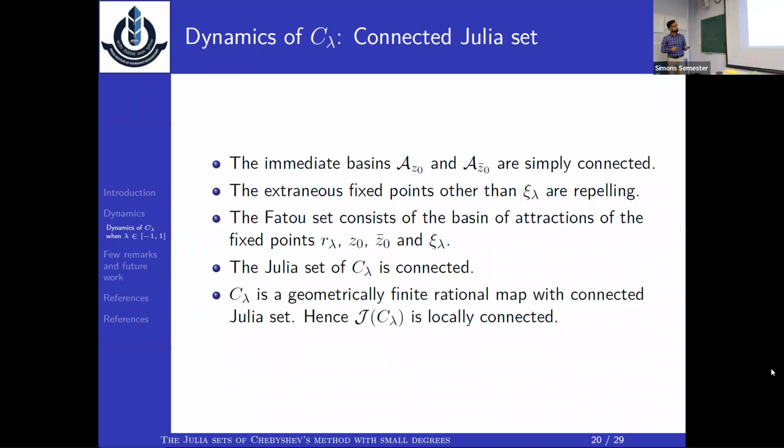Sorry, so for real maps, everything converges to one of the two. Yes.